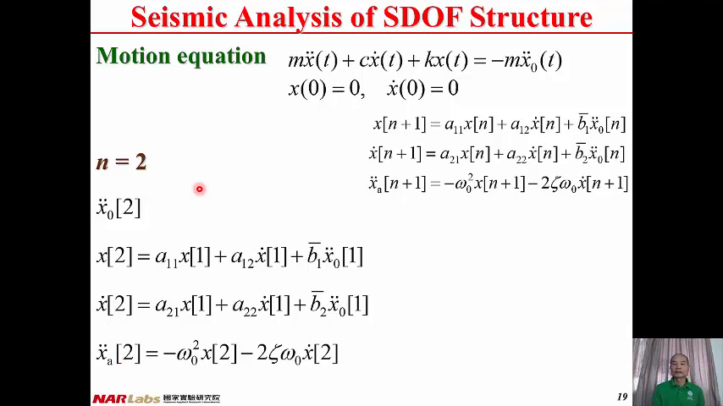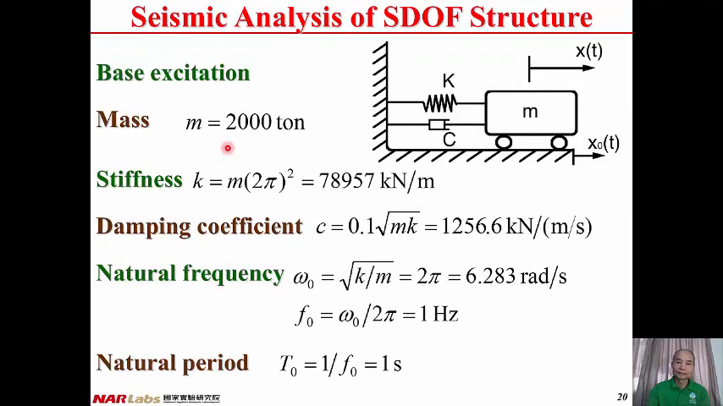If we repeat this process step by step, then we can have the relative displacement, relative velocity, and absolute acceleration of all steps. Therefore, we can complete the seismic analysis of the structure. And here's an example about the base excitation of the single degree of freedom structure.